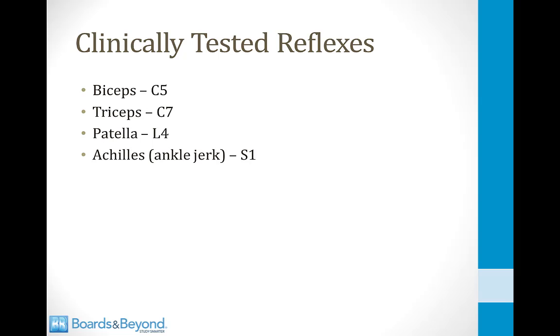So here are the 4 clinically tested reflexes that you will see come up when you study the clinical examination or when you examine patients. The biceps reflex is tested by placing your thumb usually on the base of the biceps and then tapping it with a reflex hammer. And this tests nerve function at the level of the C5 root. You can also test the triceps muscle in a similar way on the arm, and this tests C7. When you tap on the kneecap or the patella reflex and make the leg kick out, this tests the L4 level. And then when you tap on the ankle or the Achilles tendon and you see the ankle jerk, this is called the ankle jerk reflex, this is testing S1.